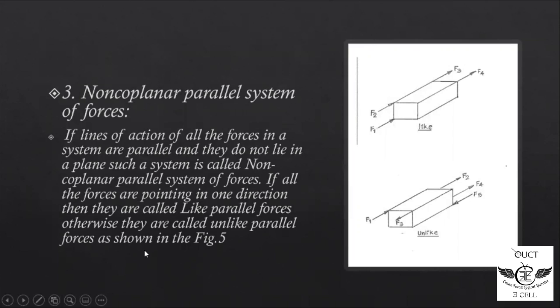Non-coplanar parallel system of forces. If the lines of action of all the forces in a system are parallel and they do not lie in the same plane, such a system is called a non-concurrent non-coplanar parallel system of forces. There are two types of non-coplanar parallel system of forces: like parallel forces and unlike parallel forces. If all the forces are pointing in one direction, then they are called like parallel forces. Otherwise, they are called unlike parallel forces, as shown in the figure.